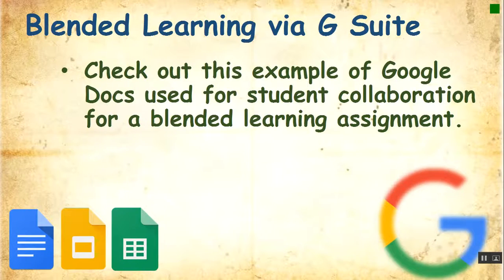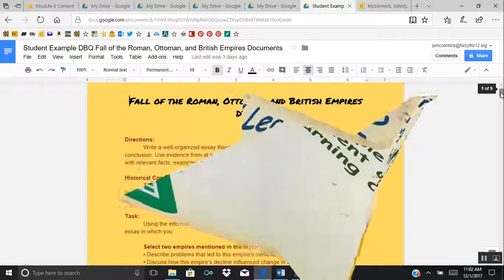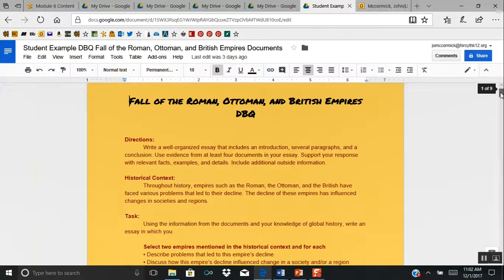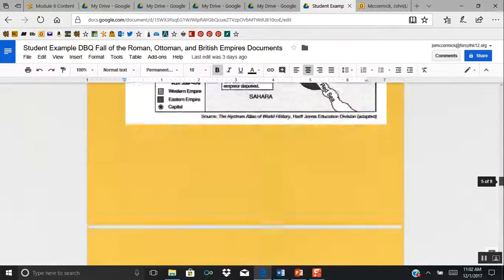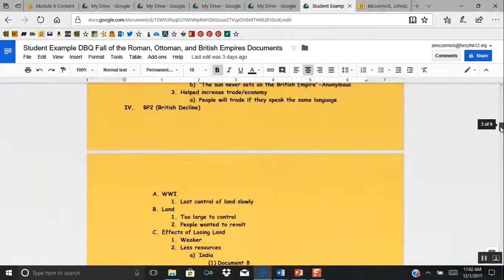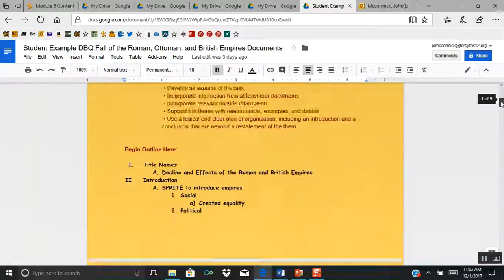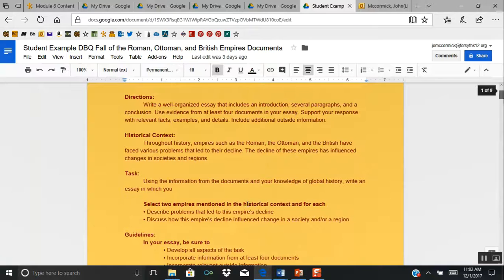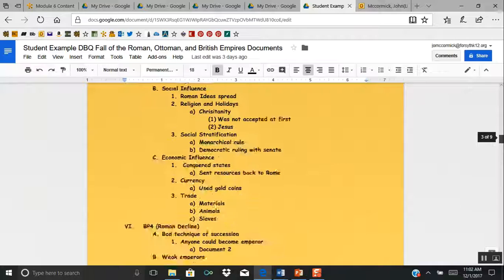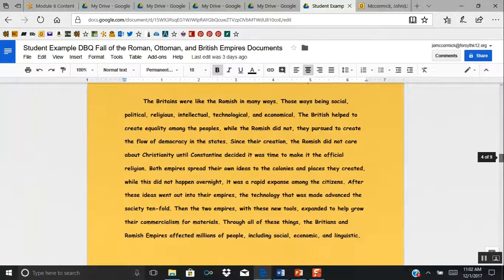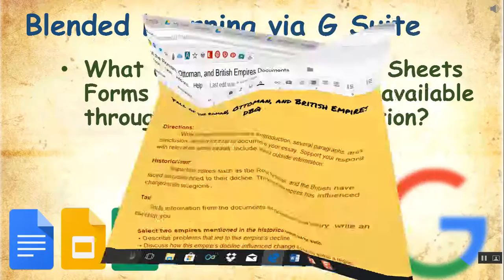Check out this example of Google Docs used for student collaboration for a blended learning assignment. With this Google Doc, students had to work together to answer a document-based question. During the activity, students had to analyze documents, as seen before you, then interpret a prompt, here, and with this prompt, they had to provide an outline of their writing, and then collaborate and work together to write the answer to the document-based question. This is an outstanding example of blended learning.